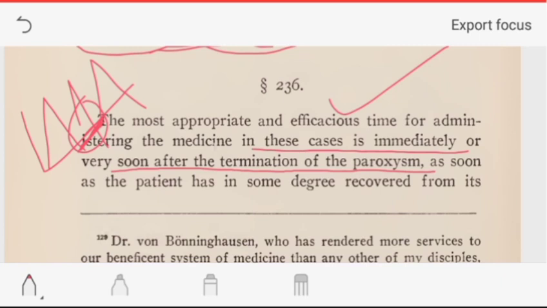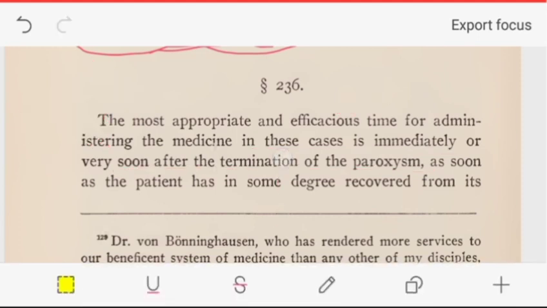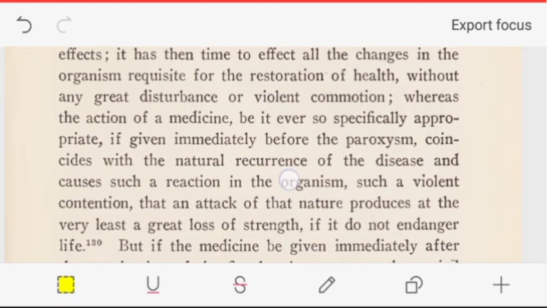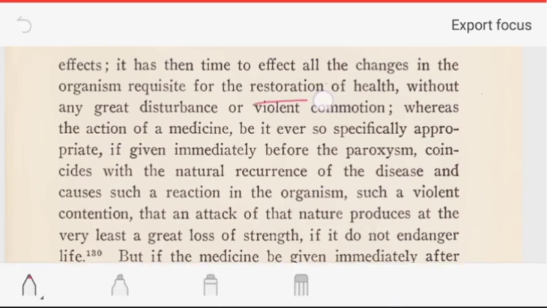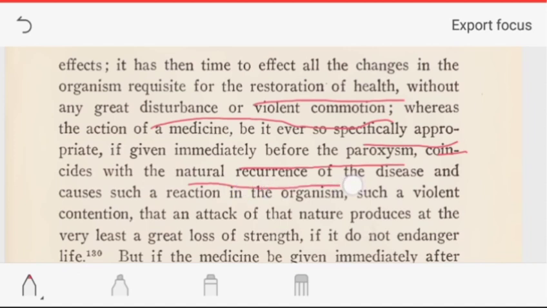As soon as the patient has recovered to some degree from the attack, it is the time to effect the change of restoration of health without great disturbance or violent commotion. Whereas if we give the medicine, even a specifically appropriate one, immediately before the paroxysm, what mistake happens? There is a coincidence of the natural recurrence, that is our vital force and the natural disease, with the reaction of the organism, which is our primary reaction. When we give the medicine, the vital force gives the primary reaction. They coincide, which results in a violent attack on nature and produces a great loss of strength.